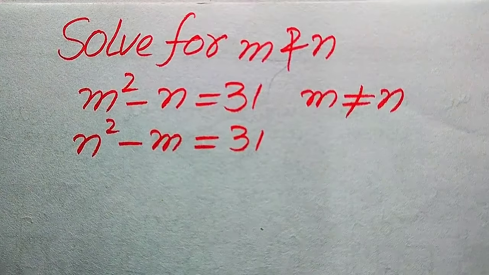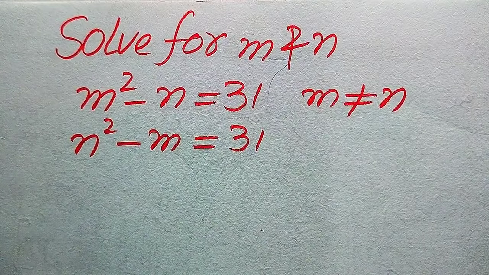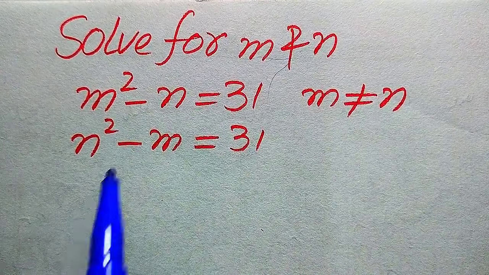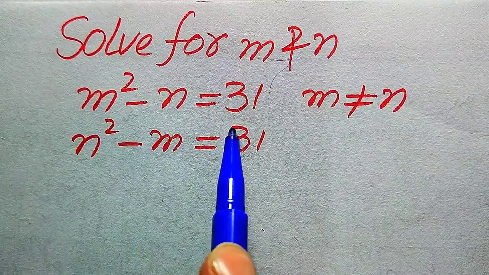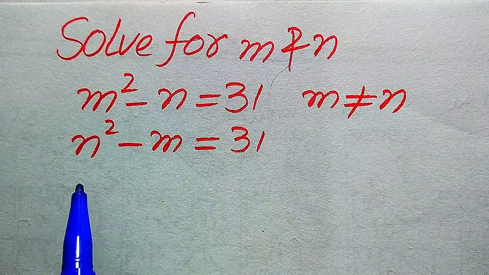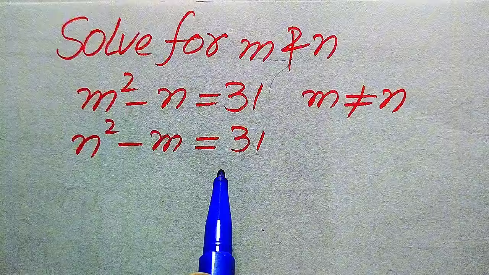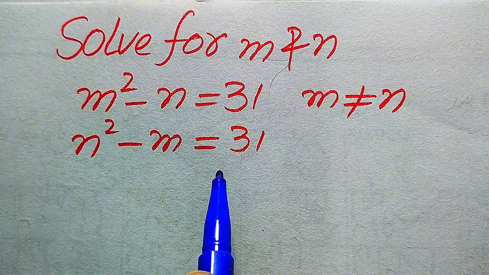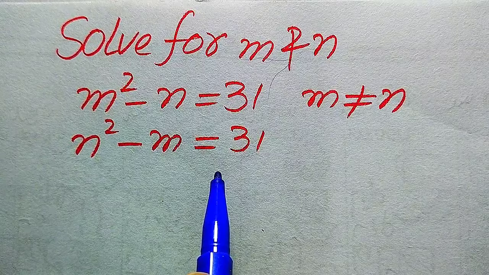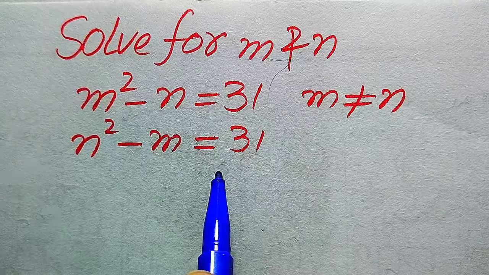Hello everyone, how to solve this problem for the values of m and n. If we have m square minus n equals 31 and n square minus m equals also 31, and we solve this problem for the distinct values of m and n.